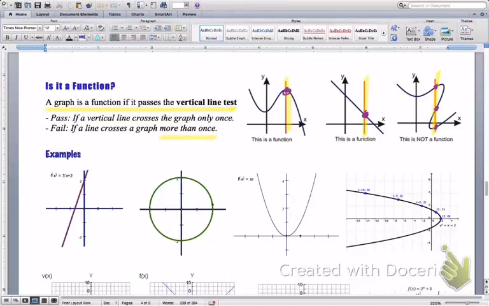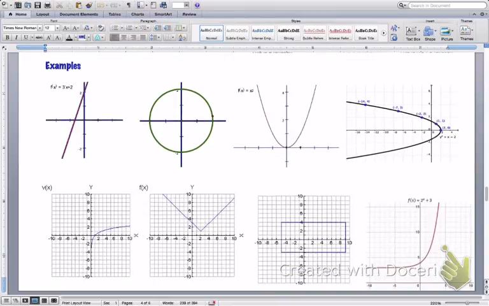Some of you guys may be asking, well, what if you drew the line over here? It only hits it once. Yes, that's true. That piece of the graph technically is a function if you just look at that piece. But if there's anywhere else you can put that line and it hits it more than once, it fails the vertical line test. So let's go ahead and look at some examples and decide if something is a function or not.